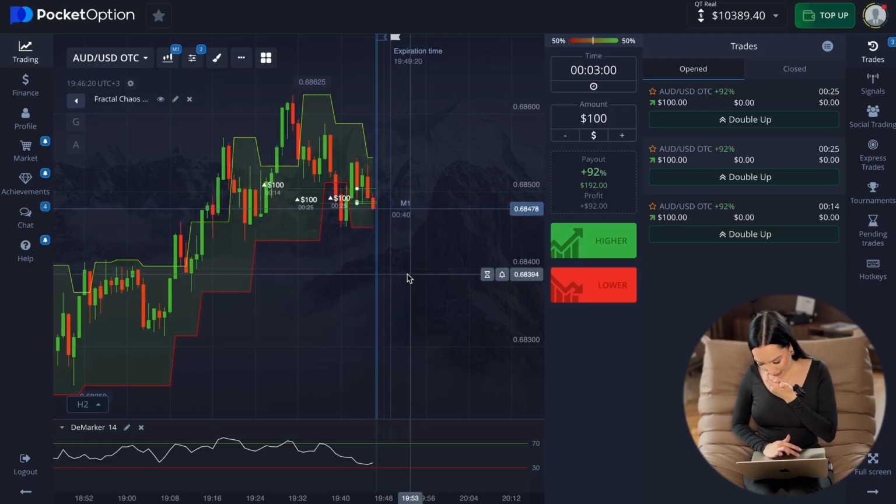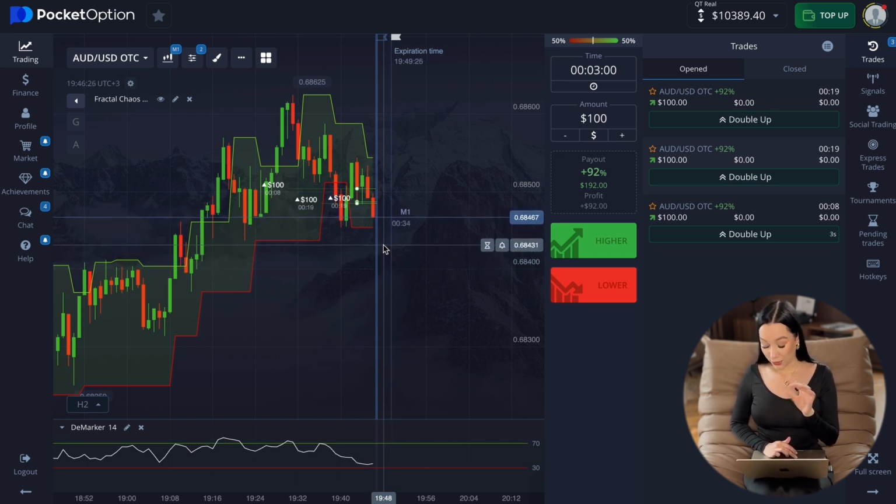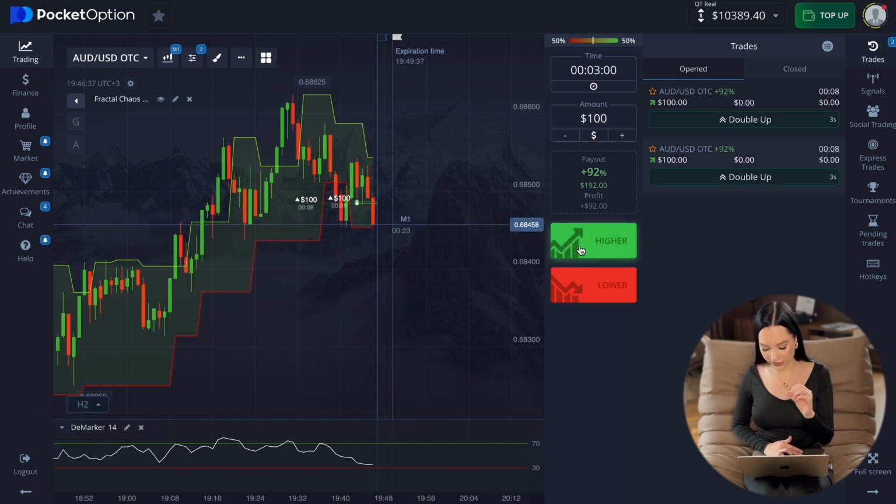Let's see how it's going. It's going not so well right now, but it's okay. You need to be calm when you trade. It's 4, 3, 2, 1 till the end of the first trade, and maybe we will win. But as you can see, we're really close.